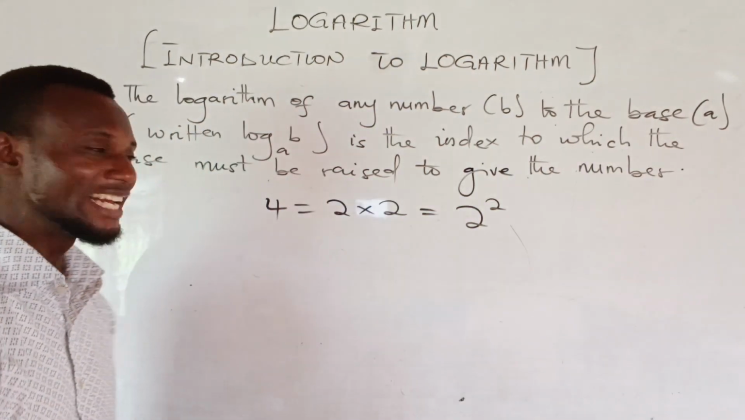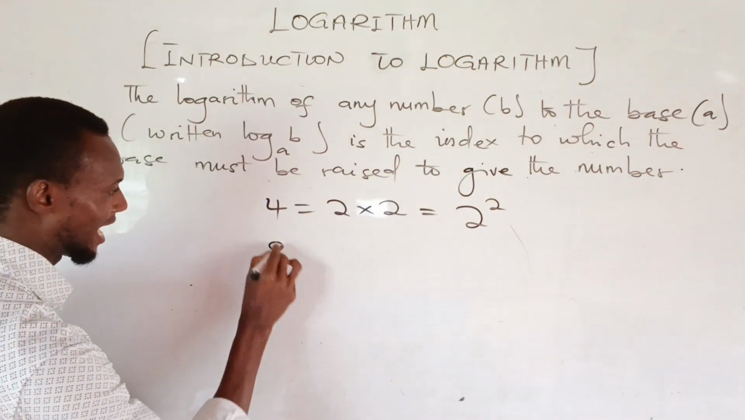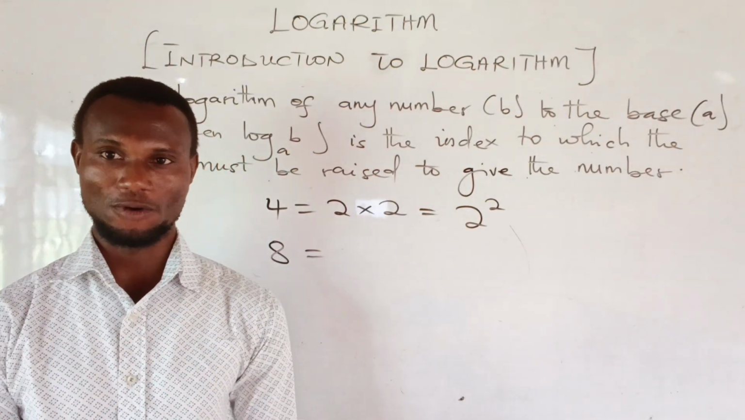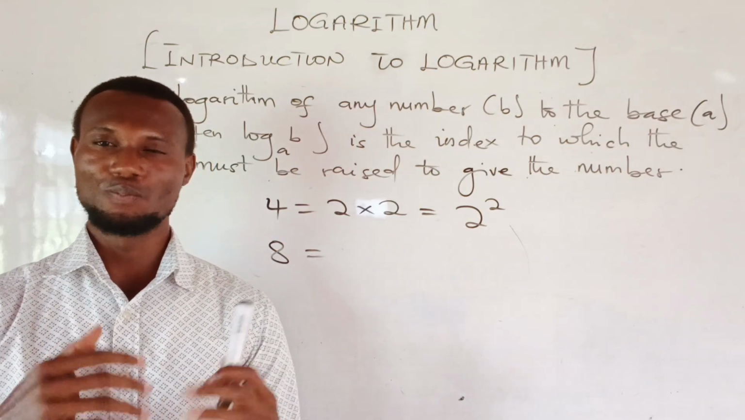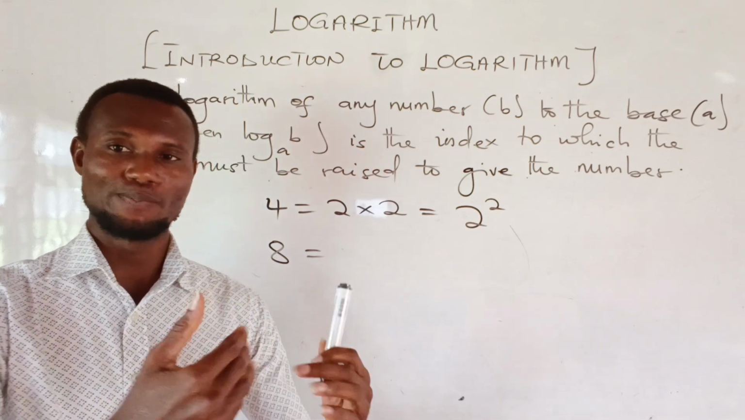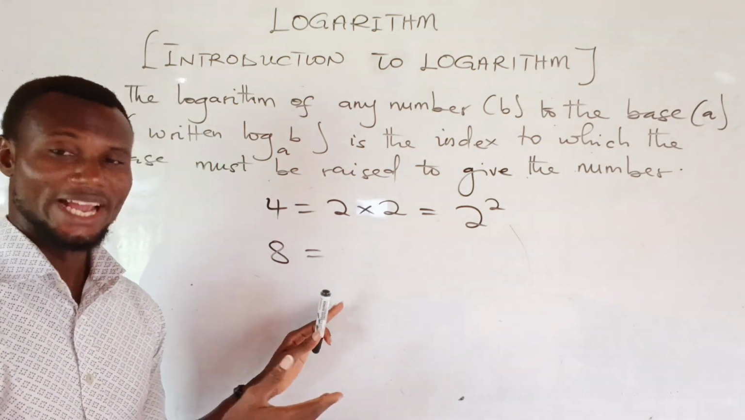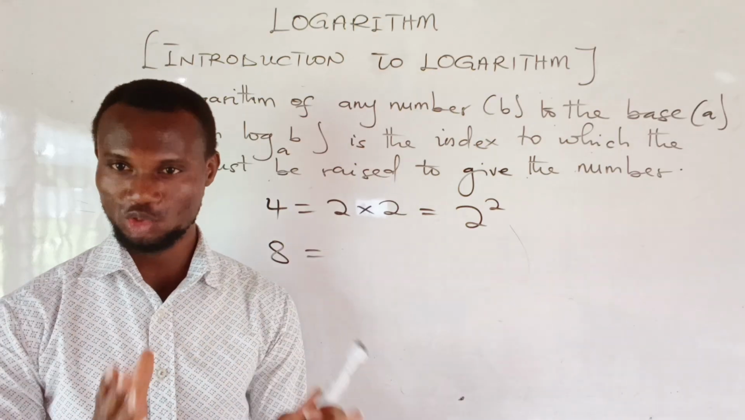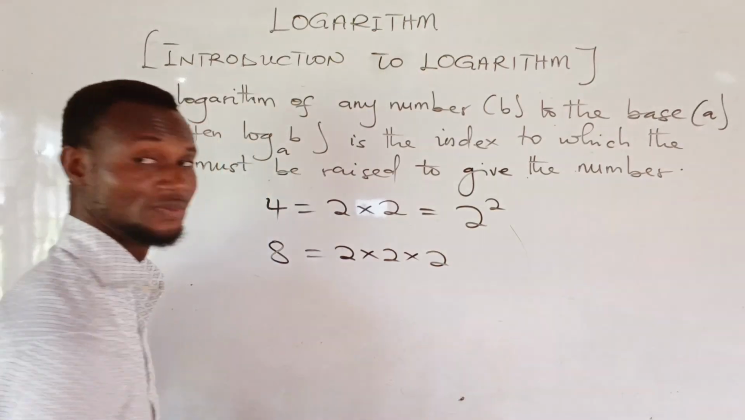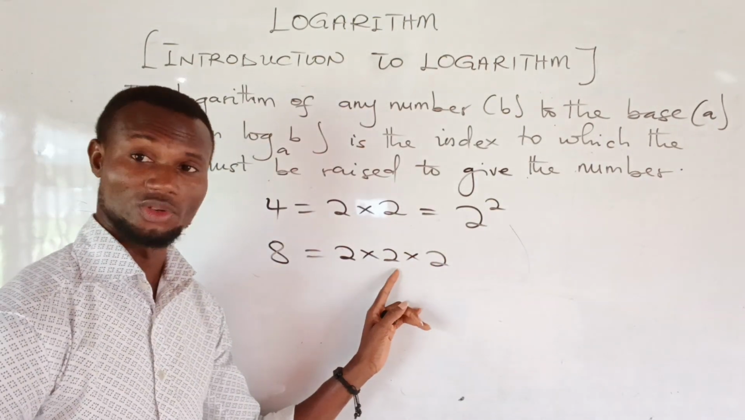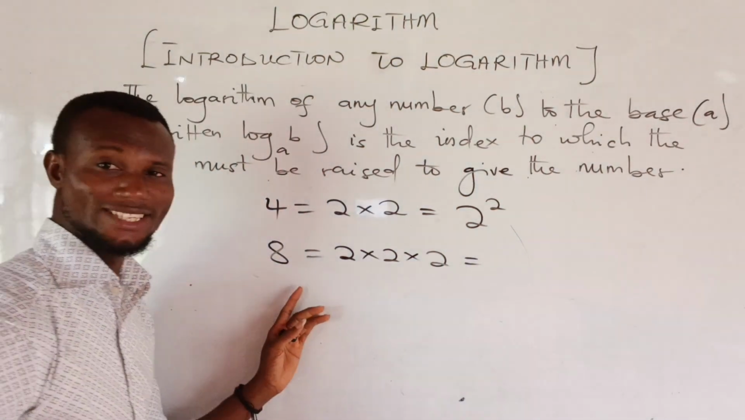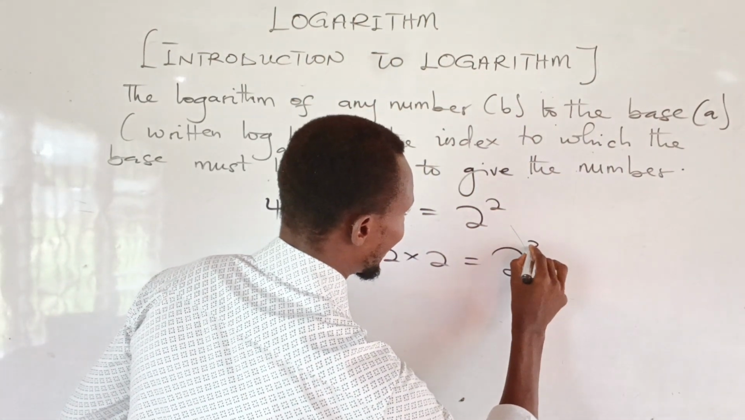Now let me pick another number. Let's say I have 8 and you are being asked to express the 8 in index form. It simply means that we are going to pick one number that will multiply itself several times to give you the 8. And what number comes to mind? It's obviously 2. So I'm going to have 2 times 2 times 2. Let's check it and see. 2 times 2 is 4. 4 times 2 is 8. So it means that my 8 in index form is going to be 2 to the power 3.